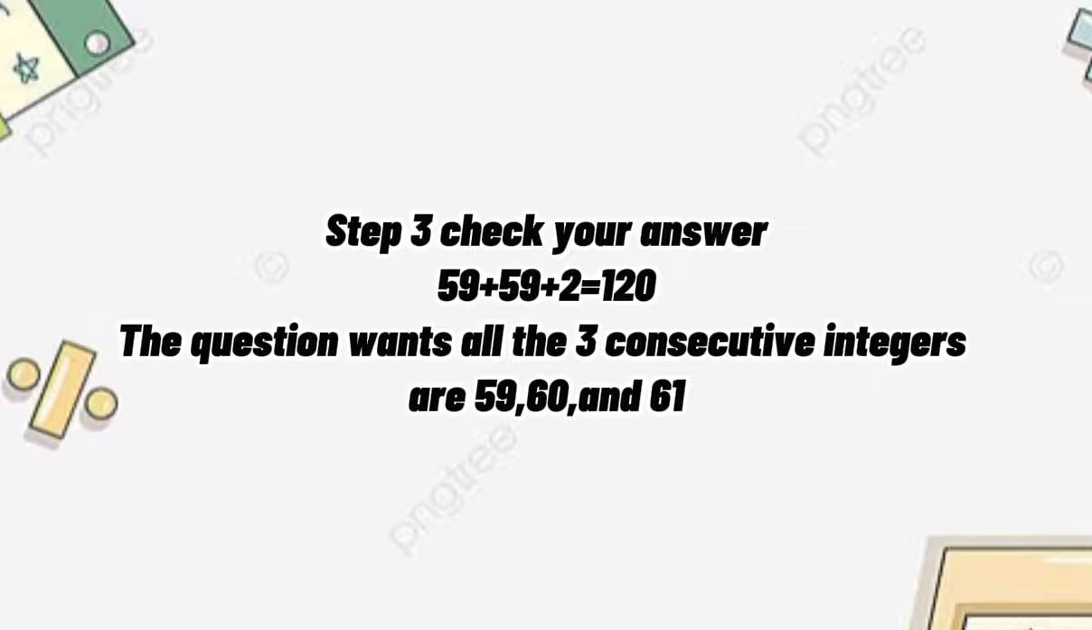So let's proceed to step 3. Check your answer. By checking your answer, just go back to the main problem. So 59 plus 59 plus 2 is equal to 120. Your answer is correct. The question wants all the consecutive integers, so just simply add 1. So our 3 consecutive integers are 59, 60, and 61.